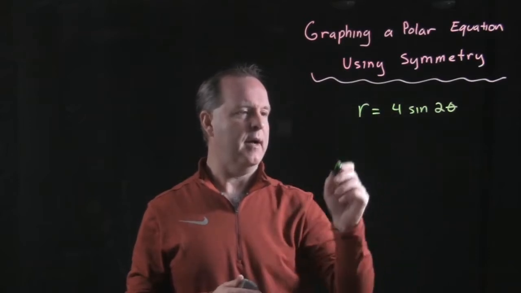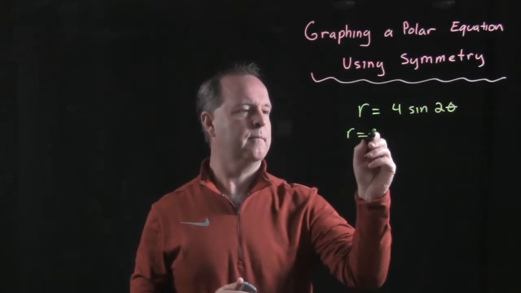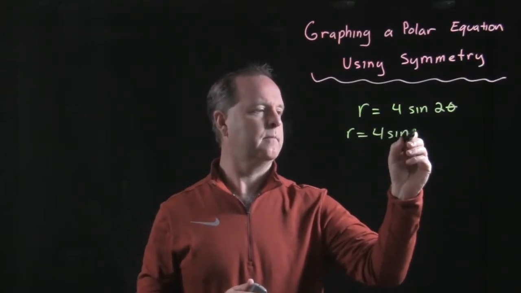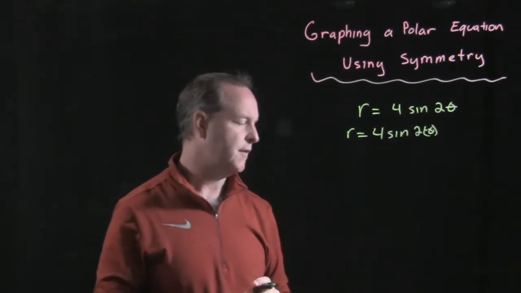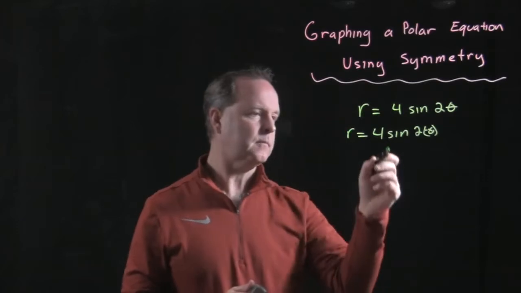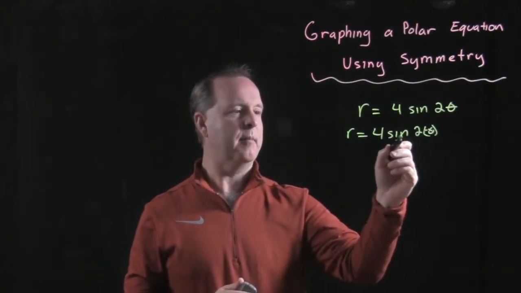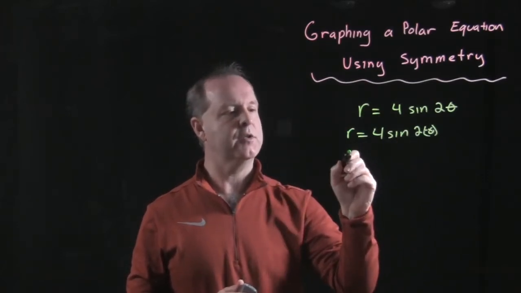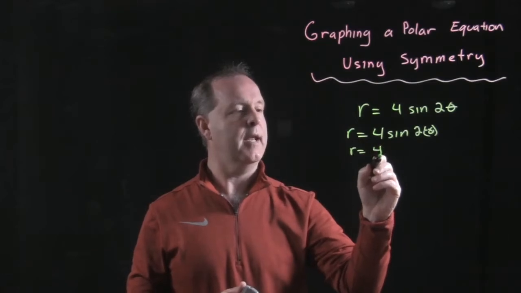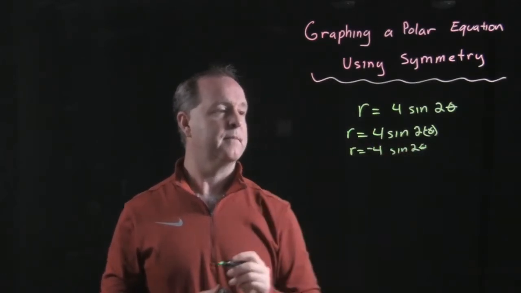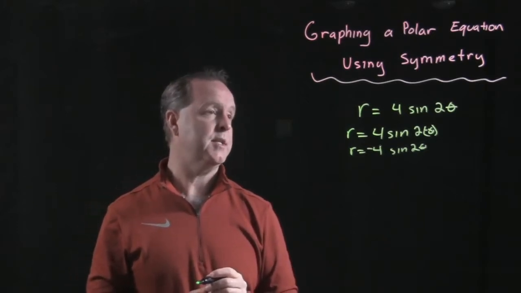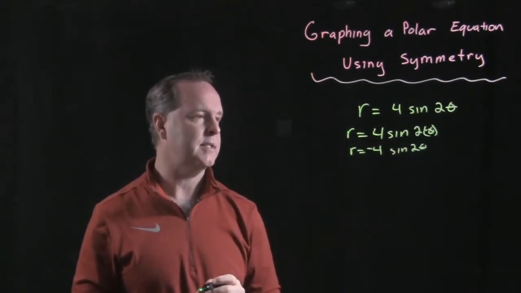So let's test for the polar axis, where we change theta for negative theta. And that becomes, remember sine is an odd function, so r equals negative 4 sine of 2 theta. And that does not produce the original equation, so it's not symmetrical about the polar axis.